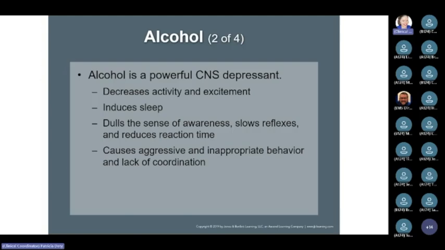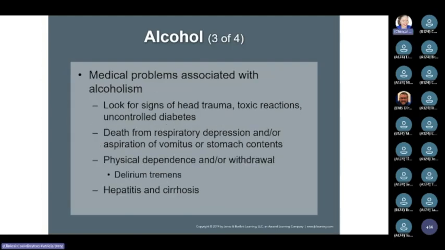Once again, we never want to put ourselves in the line of getting harmed. We want to make sure that we get home at the end of the shift. But you need to understand that you're going to have those issues sometimes with this aggressive behavior. Now, one of the several medical problems associated with alcoholism, we talked about it before, is that trauma.